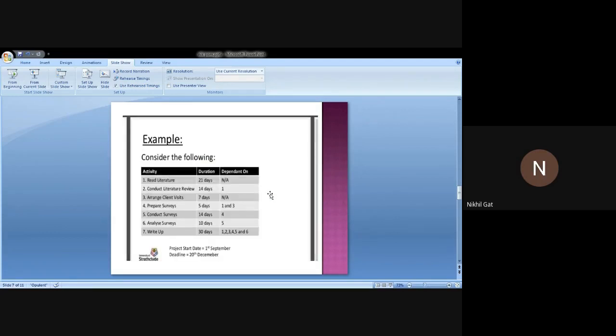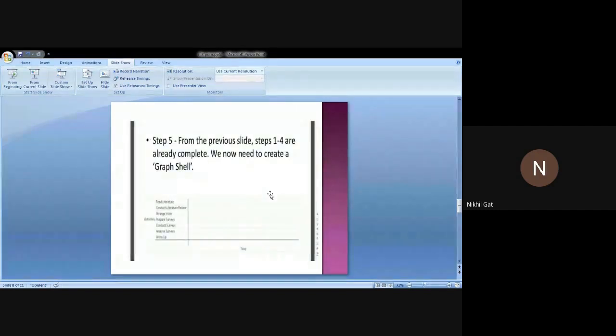This is an example of a Gantt chart. Consider the following activities: read literature, conduct a literature review, arrange a client visit, prepare surveys, conduct surveys, analysis, and write up. The durations given are 21 days, 14 days, and 7 days, and the project start is the 1st of December and the deadline is the 20th of December. From the previous slide, steps 1 to 4 are already complete. We have to create a graph shell.